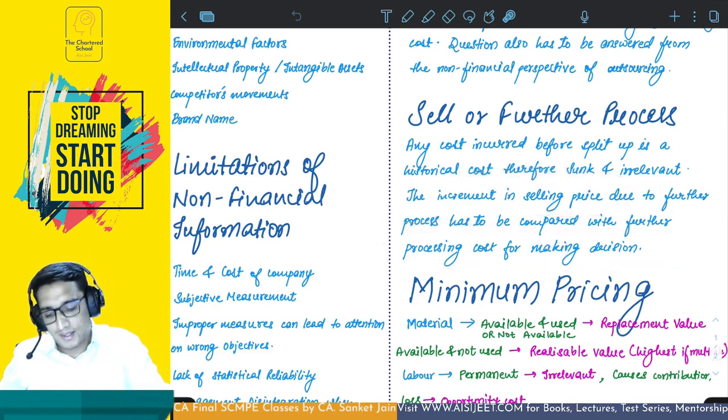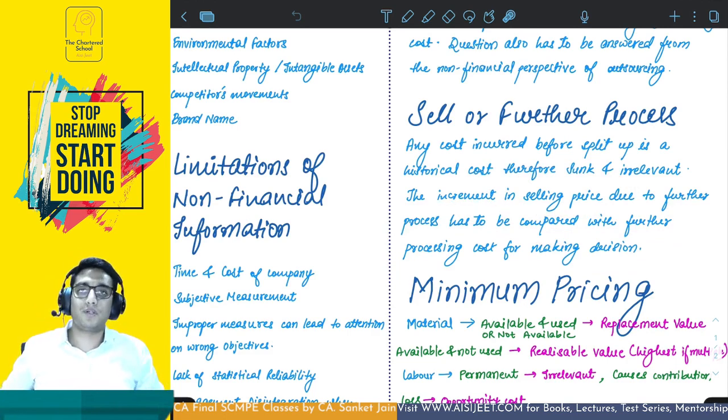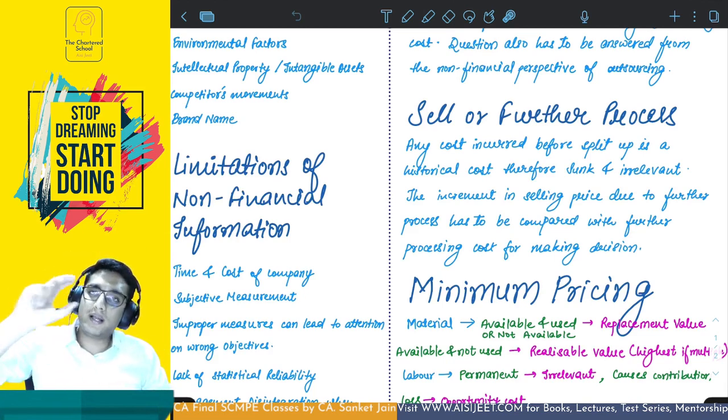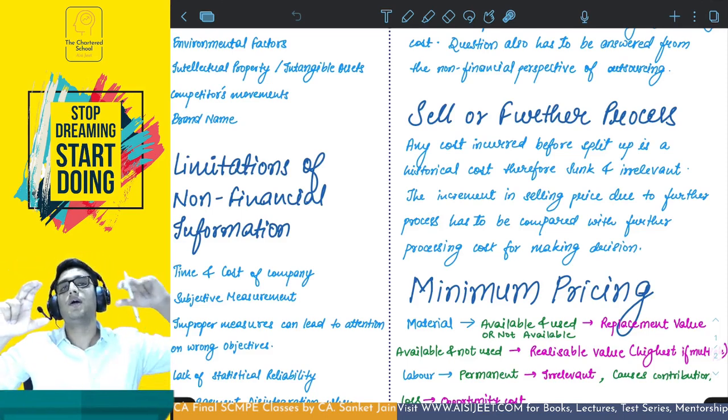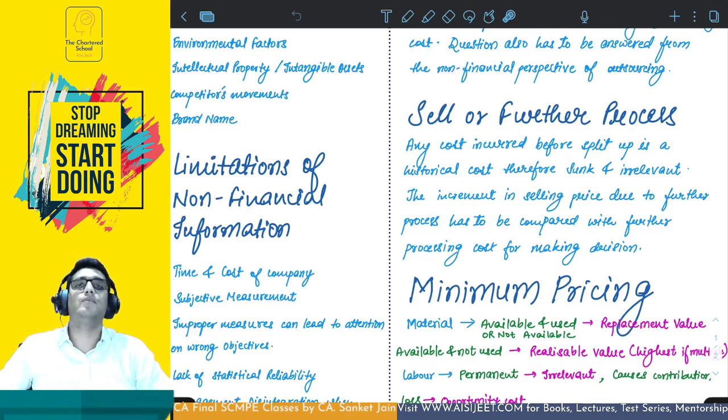Focus on the word increment, because if you don't further process, you can still sell it. Then if you further process it, there will be an increment in the selling price. So we are concerned only about the increment, because we are talking about whether you want to further process or not. Because of further processing, my benefit is going to be, let's say, 5 rupees, but for further processing my cost is 6 rupees per unit. I am not going to further process. But if it is vice versa, I am going to further process.